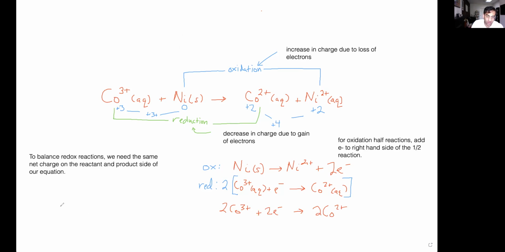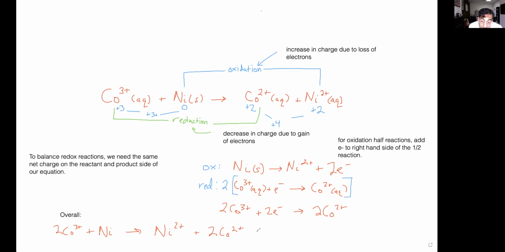Okay, and now when I put it all together, here's my overall equation. That is going to be 2 Co 3 plus, Ni, equal to Ni 2 plus, 2 Co 2 plus. And now here's the beautiful thing. The 2 electrons on left and right have canceled out.